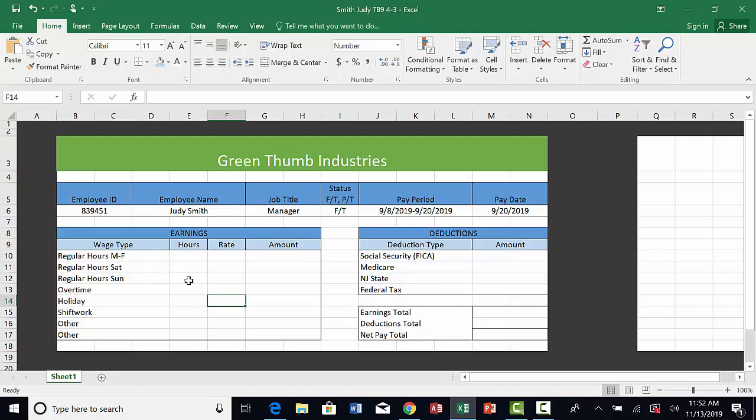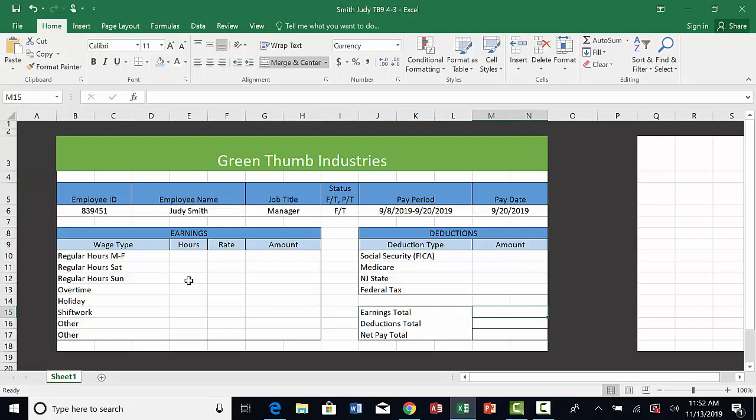Put your cursor in cell G14. Enter a formula to multiply the holiday hours by the holiday rate. Remember not to use actual numbers in your formula. Use cell addresses. Now put your cursor in cell M15.